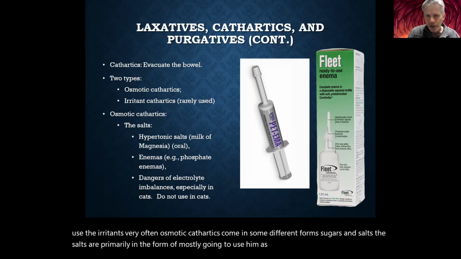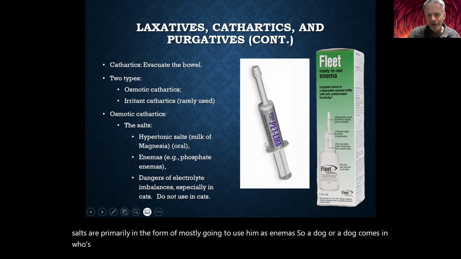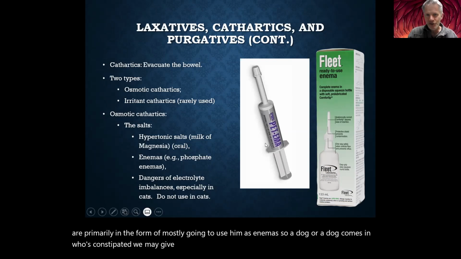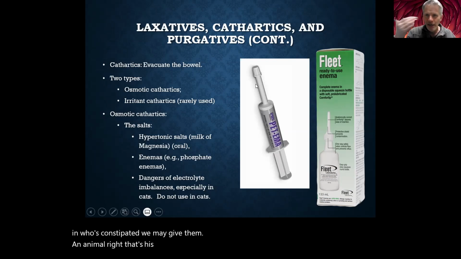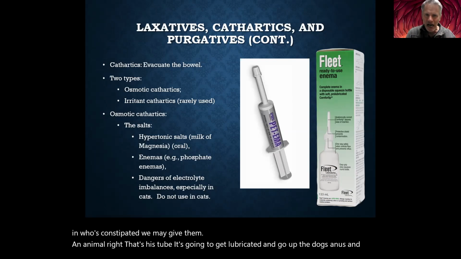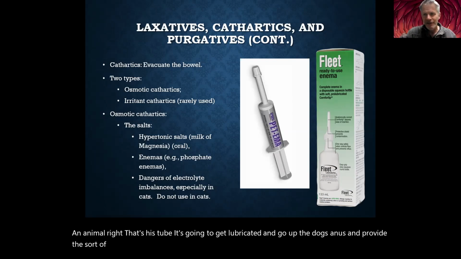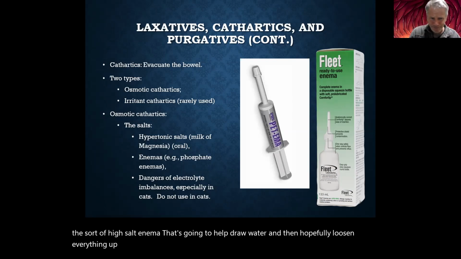So a dog comes in who's constipated, we may give them an enema, right? That's this tube. It's going to get lubricated and go up the dog's anus and provide this sort of high salt enema that's going to help draw water and then hopefully loosen everything up so the dog can defecate.